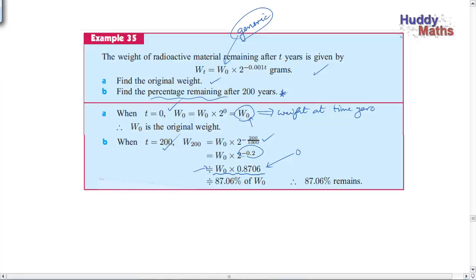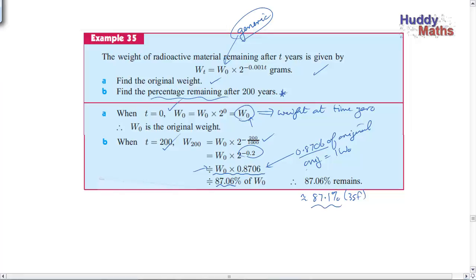We've got 0.8706 of the original. Now, the original was one lot of W0. We've only got 0.8706, change it to a percentage, multiply by 100. That means we've got 87.06% of W. And generally, you would change this in this course to 3 significant figures and quote that there.